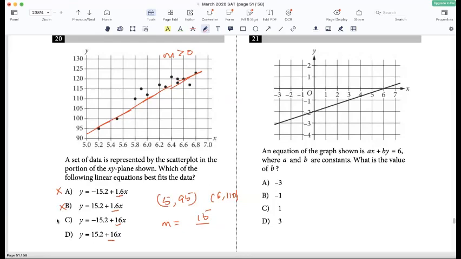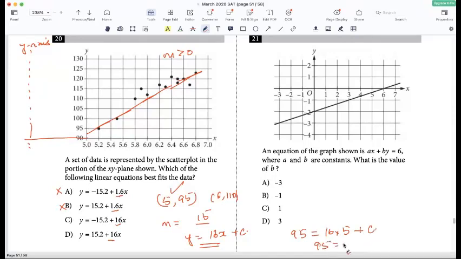Now, if you look at the y-intercept, the y-intercept would be here somewhere, right? Because this is where the y-axis would be. So we would have to figure out whether the y-intercept is positive or negative based on the equation. So we can say y is equal to 16x plus c, and we can put the value of 5, 95 in this equation. So 95 is 16 into 5 plus c. So 95 is 80 plus c. So c is plus 15, right? So the answer becomes option D.